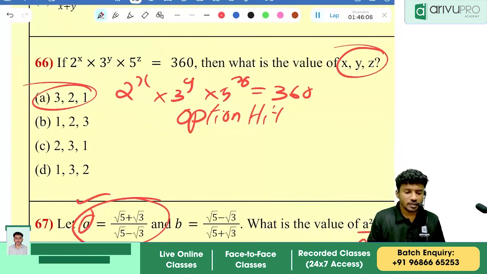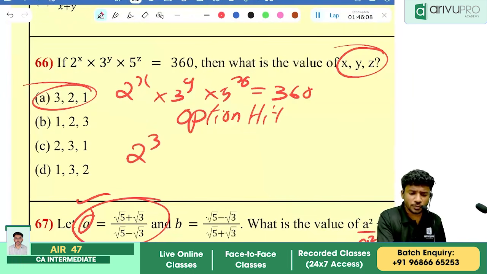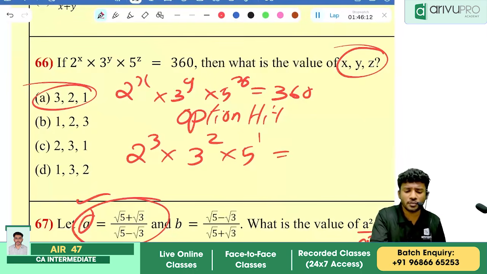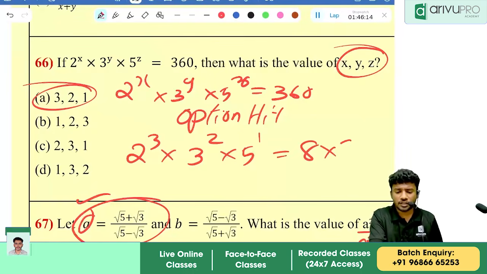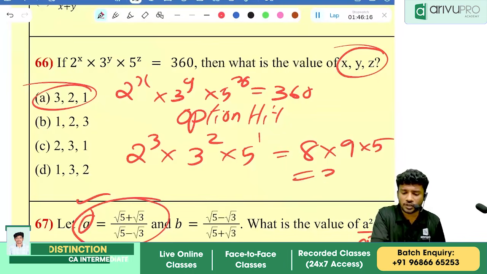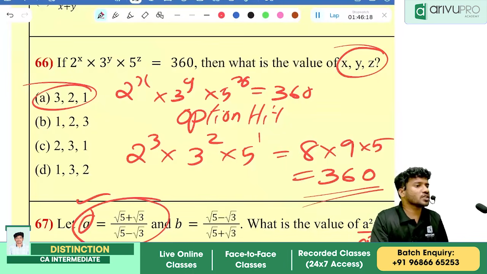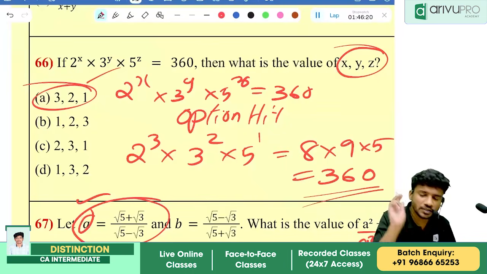Which option are you going to try first, people? Option A, try 2 cube into 3 square into 5 raised to 1, which is equal to how much? Take your calculator. 8 into 9 into 5, which is equal to 360. Yes, option A is the answer.